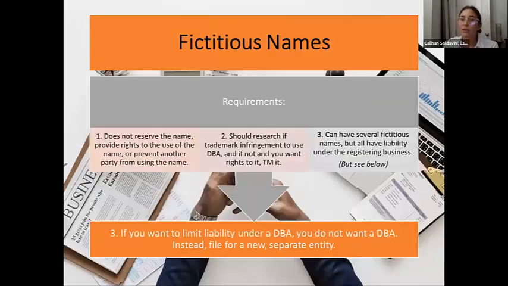And some interesting points about fictitious names that I commonly get asked. First, if you register a fictitious name, it does not reserve that name. If you want to reserve that name, you're going to have to trademark it, and you'll have to make sure that someone else isn't already using it and it's not causing a trademark infringement. And you can search that. There's a federal government website where you can search trademarks.